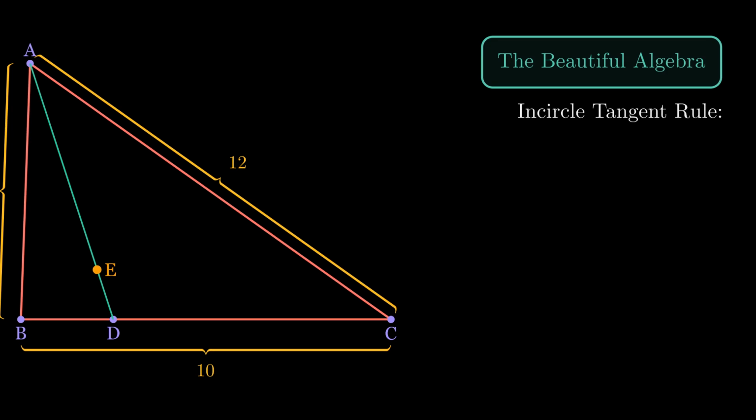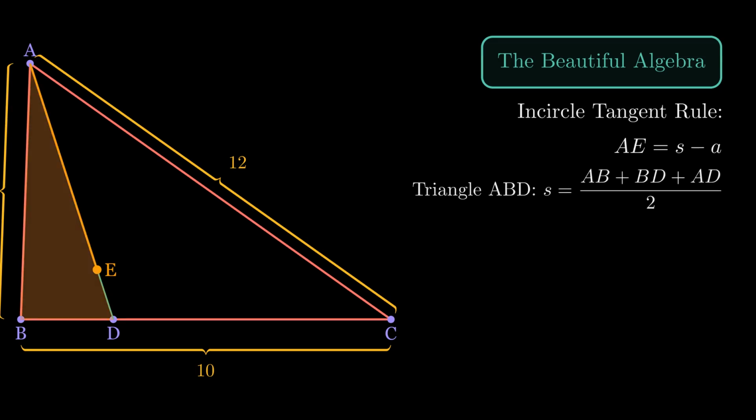Let's define our key formula. For any triangle, from any vertex to the tangent points on adjacent sides, the distance equals the semi-perimeter minus the opposite side. This elegant formula states that the tangent length AE equals S minus a, where S is the semi-perimeter of the triangle and a is the side opposite to vertex A. For triangle ABD, let us calculate the semi-perimeter. It's half the sum of all three sides of the triangle.